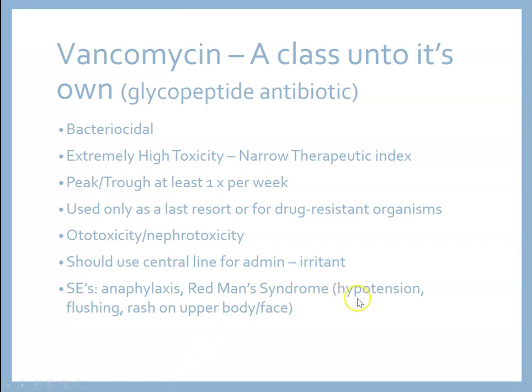And red man syndrome is this whole series of things that you see together. You'll see flushing, like red. They'll just look red on their face, their cheeks, their neck, everything, like they're blushing. They'll have a rash on their upper body or face, and then they will have hypotension. So now you have red man syndrome. You get to stop your vancomycin. You get to give your patient a bolus, and you get to do some things to try to get their blood pressure back up. It also can cause anaphylaxis, so you have to be extremely careful, and again, look at the patient's allergies.